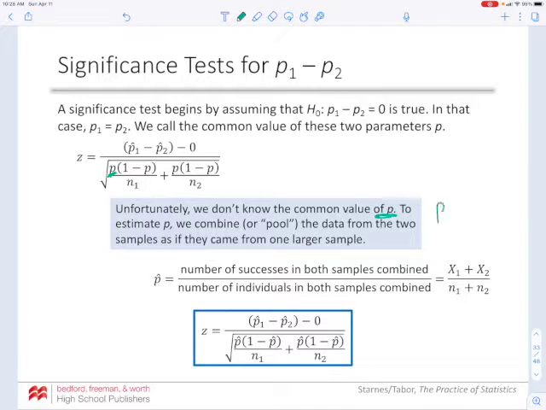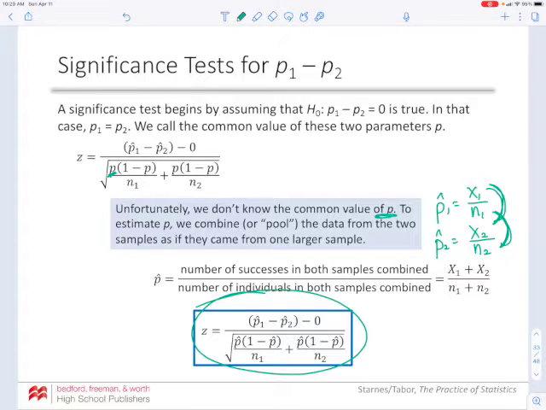So p hat 1, you have x number of successes over the total number in the sample, and then p hat 2, you have the number of successes over the total number in the group. So we're actually just going to combine their successes and combine their total individuals in the sample. So you're just adding the numerators, adding the denominators. So your final formula becomes this.